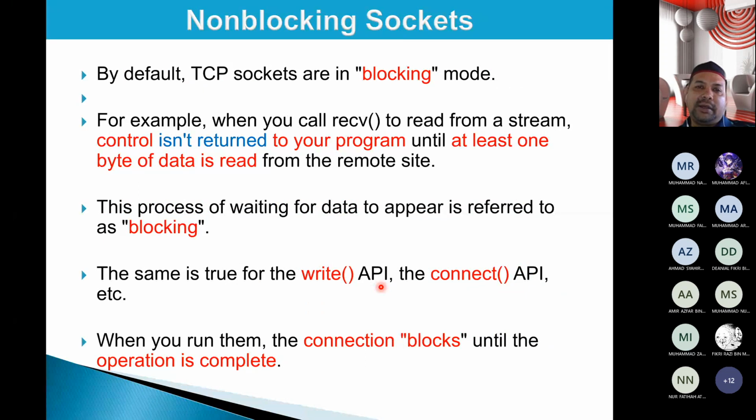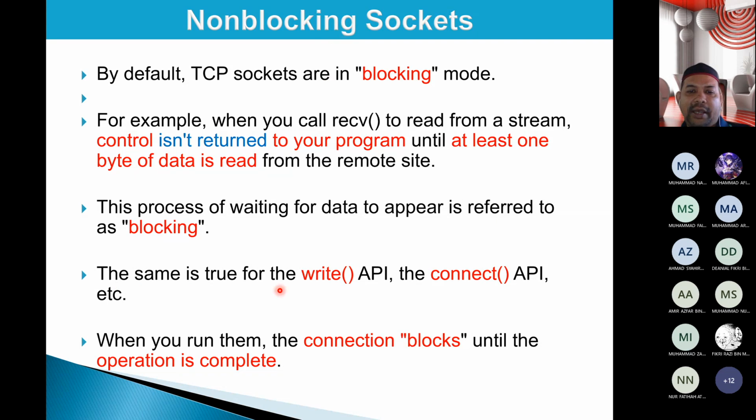Panjang kan? Next, kita tengok non-blocking socket. Okay. By default, TCP socket are in blocking mode. For example, when you call receive to read from stream, control is not returned to your program until at least one byte of data is read from the remote side. So, dia takkan buat benda lain kecuali dia dapat balik apa yang dia nak. So, dipanggil blocking. Tapi kalau kata kita tak nak tunggu, kita panggil dia non-blocking. Alright, so kalau kata kita tunggu ni, the process of waiting for data to appear is referred to as blocking. Kalau kita tak nak tunggu, macam kita gerakkan mouse ni kan. Kita tengah download. Kalau kata download tak siap, mouse tak boleh gerak. So, there is a blocking state. Tapi kalau kita download, tak habis lagi tapi mouse kita boleh gerak, kita dipanggil non-blocking state. Itu contoh analogi dia lah.